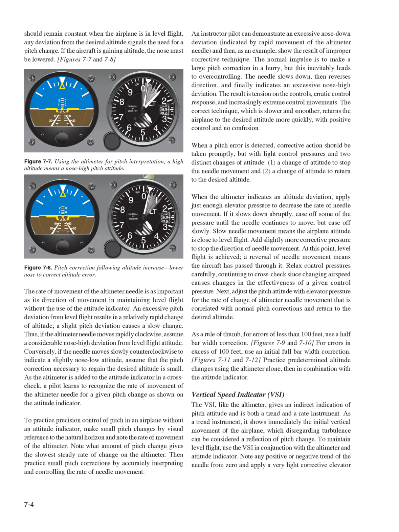Vertical speed indicator, VSI. The VSI, like the altimeter, gives an indirect indication of pitch attitude and is both a trend and a rate instrument. As a trend instrument, it shows immediately the initial vertical movement of the airplane, which, disregarding turbulence, can be considered a reflection of pitch change. To maintain level flight, use the VSI in conjunction with the altimeter and attitude indicator. Note any positive or negative trend of the needle from zero and apply a very light corrective elevator pressure.